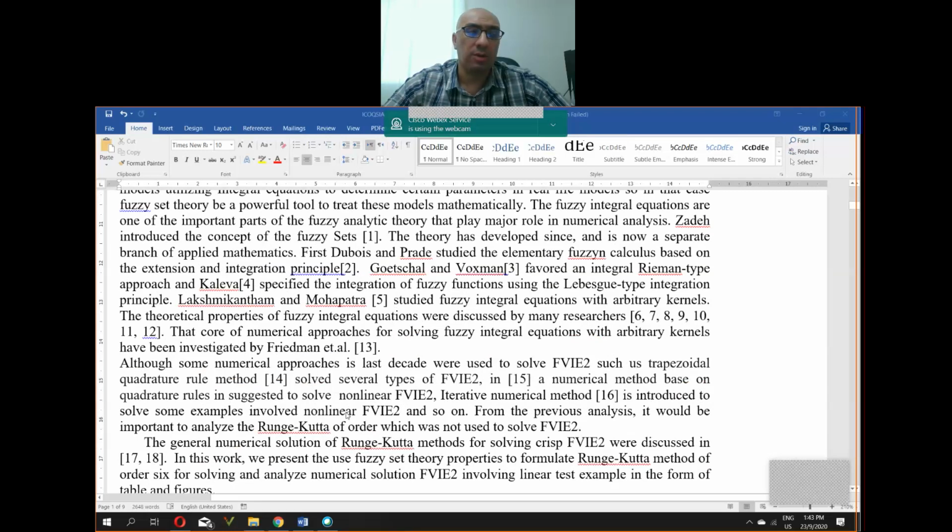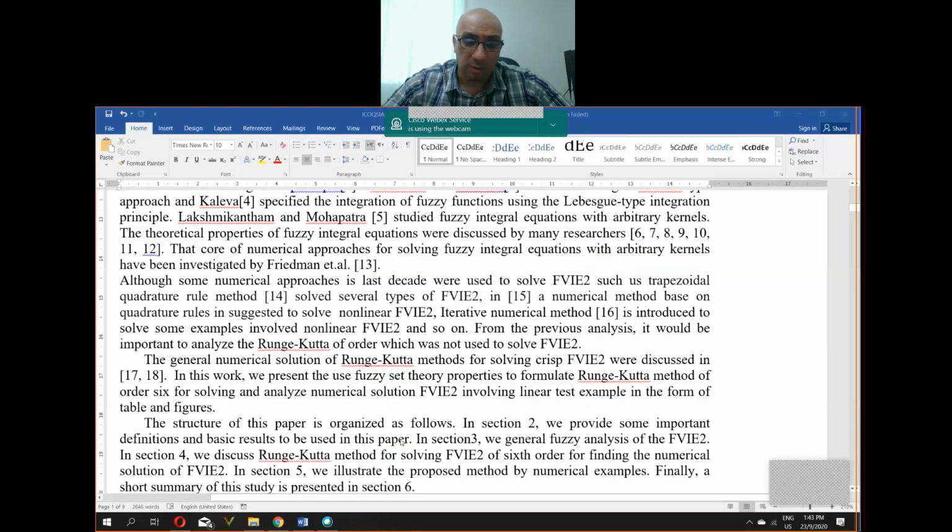Integral equations have been used in applications of engineering and biology in fuzzy domains, and many numerical methods have been involved to solve these kinds of models, such as third order Runge-Kutta method, fourth order Runge-Kutta method, fifth order Runge-Kutta method, Adams-Bashforth method, and so on.